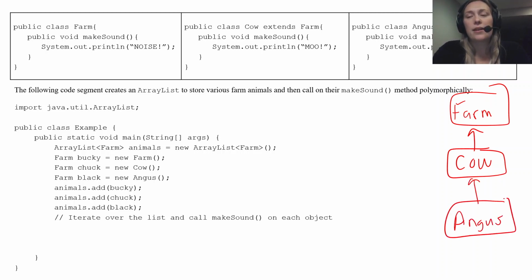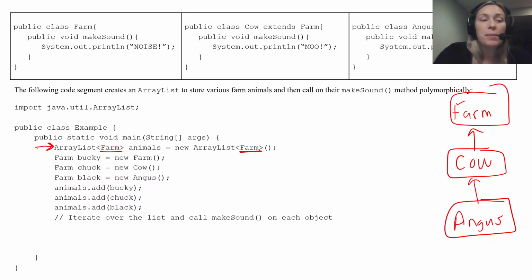Right? Beautiful. So the following code segment creates an array list to store these farm animals. Okay, so what I call farm is just like kind of a generic animal. Maybe I should have called it animal, but I called it farm. So here's an example using this. So here's my array list creation. Array list farm animals equals new array list farm. So I'm creating a list of farm objects.